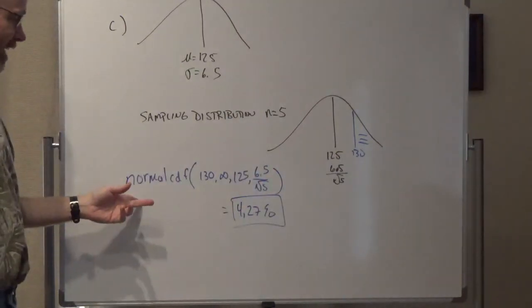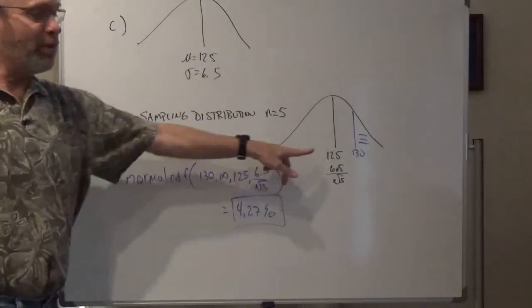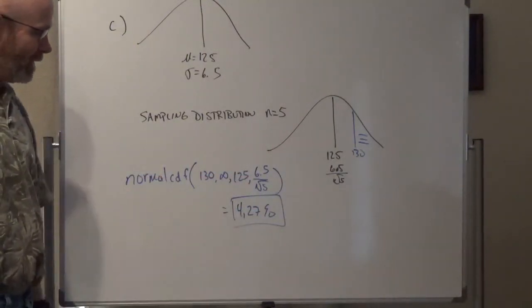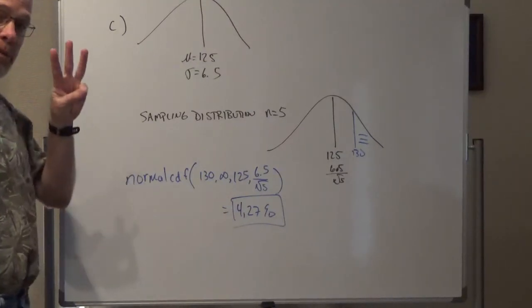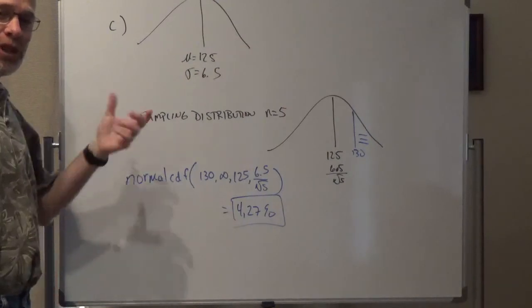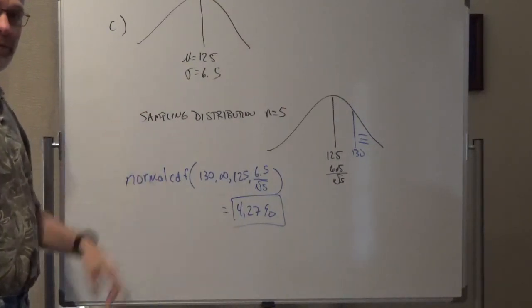And now it's just a normal CDF problem. Normal CDF from 130 to infinity with a mean of 125, standard deviation of 6.5 over root 5, gives 4.27%. This is the third part of that problem, so the third EPI. Again, if you don't know what that means, go check out my little video on the FRQ grading and that will help you with that. So that's it for problem number 2.